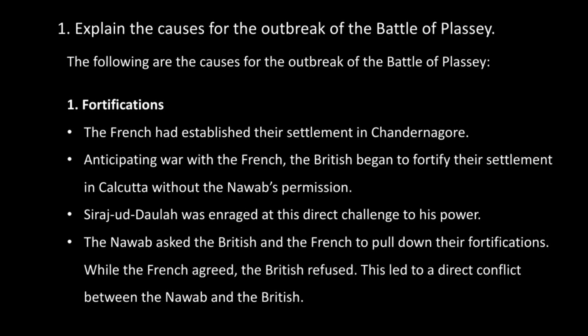The Nawab asked the British and the French to pull down their fortification. While the French agreed, the British refused. This led to a direct conflict between the Nawab and the British. So that's the first cause, fortification. The French agreed to pull down their fortification, but at the same time British did not. So that has become one of the causes for direct conflict between Nawab and British.